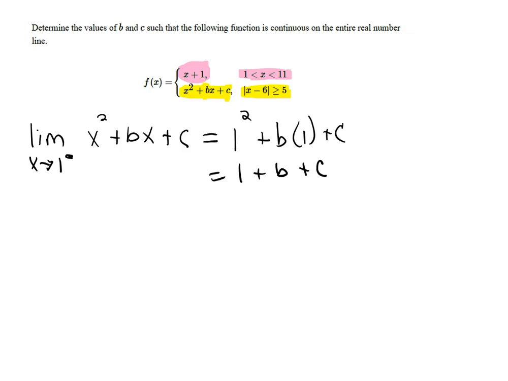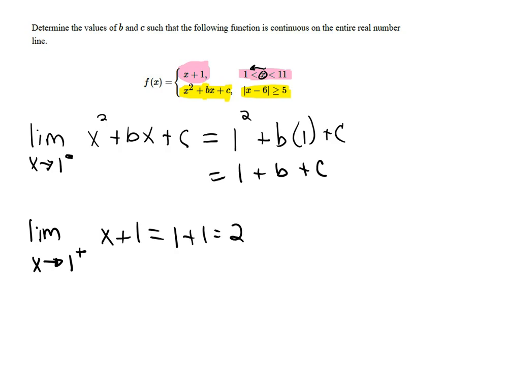Then you want to look at the limit as x approaches 1, but from the positive side, and that was the pink one, right? Because you're approaching it from this x going this way towards the 1. So I'm going to use the x plus 1, plug the 1 in there. 1 plus 1 is 2.